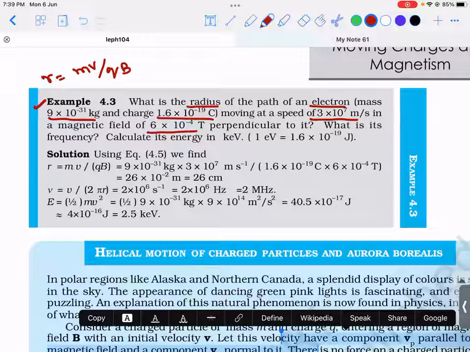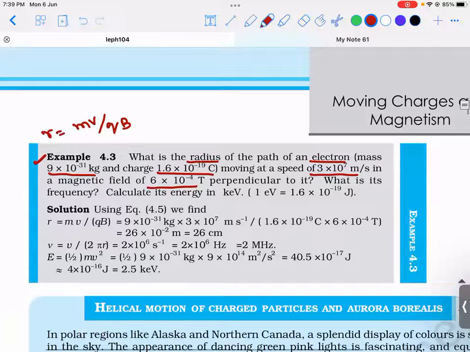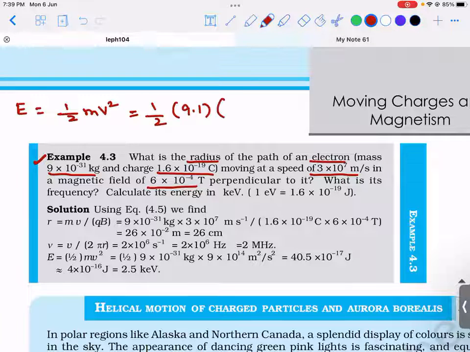Okay, so I'll just give you the outline. R is equal to mv divided by qB. Okay. Similarly, calculate its energy in kilo electron volt. So, for a moving particle, what would be the energy associated with it? So, E is equal to half mv square. So, half into mass is 9.1 into v square is 9 into 10 power 14 meter square per second square. So, this comes out to be in terms of joule.